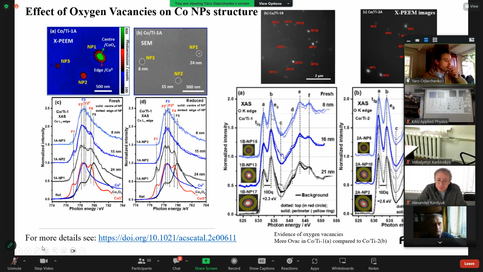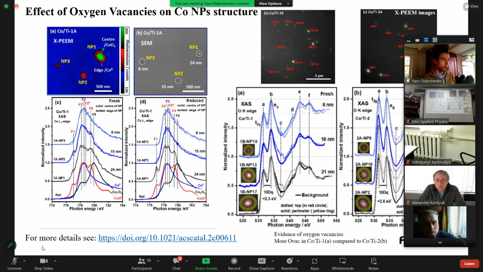And as you can see, there are more vacancies present in A compared to B, because this spread here is smaller, and also the peaks are not equal. This research has been published already, so you can find more details if you're interested.